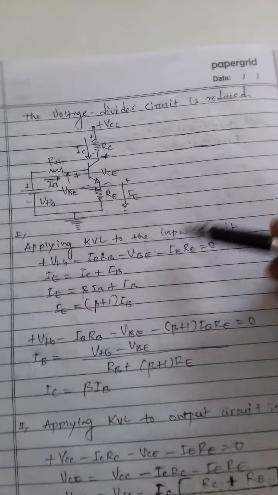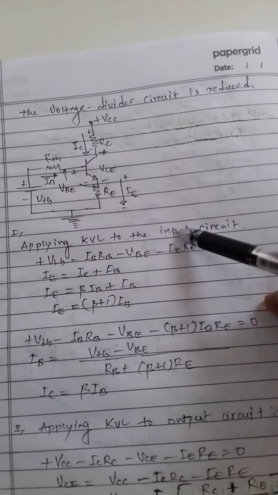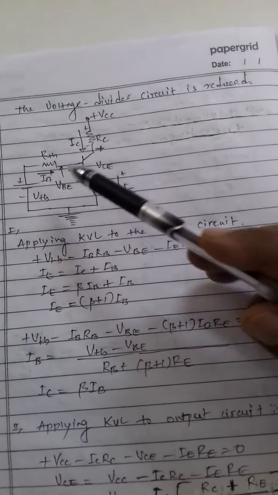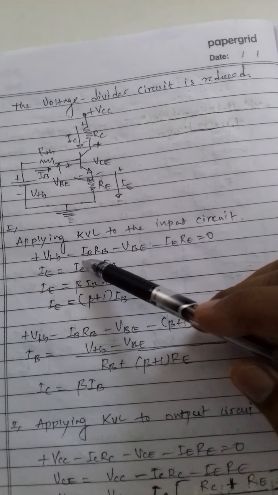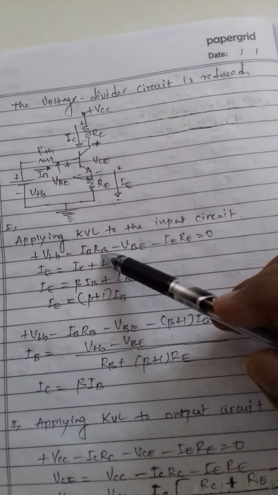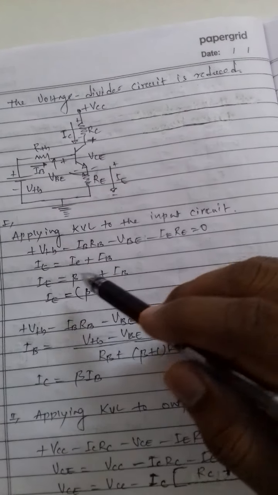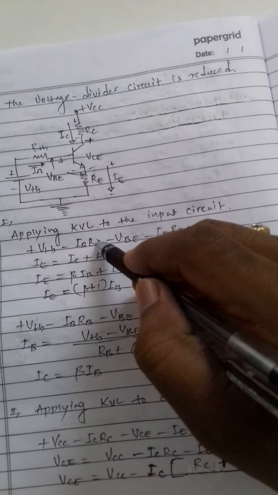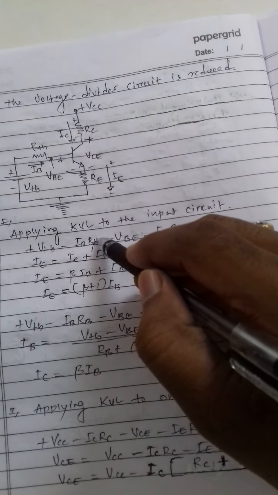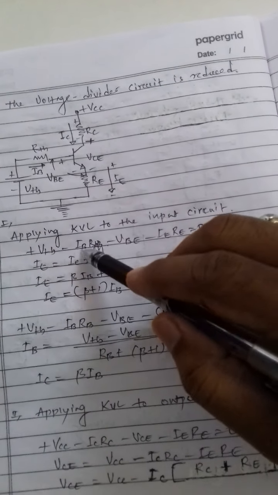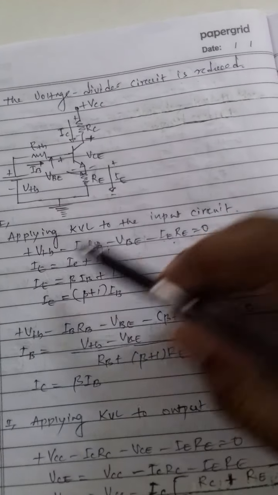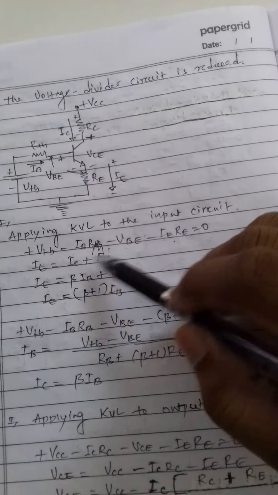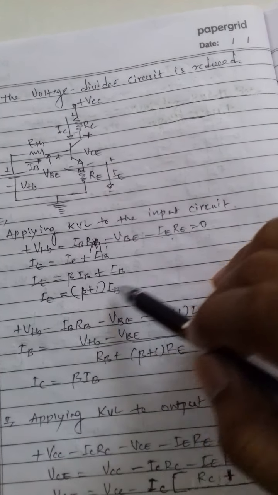Now apply KVL to the input circuit. Applying KVL to the input circuit: plus VTH minus IB RTH minus VBE minus IE RE is equal to 0. IE is equal to IC plus IB and IE is equal to beta plus 1 into IB.